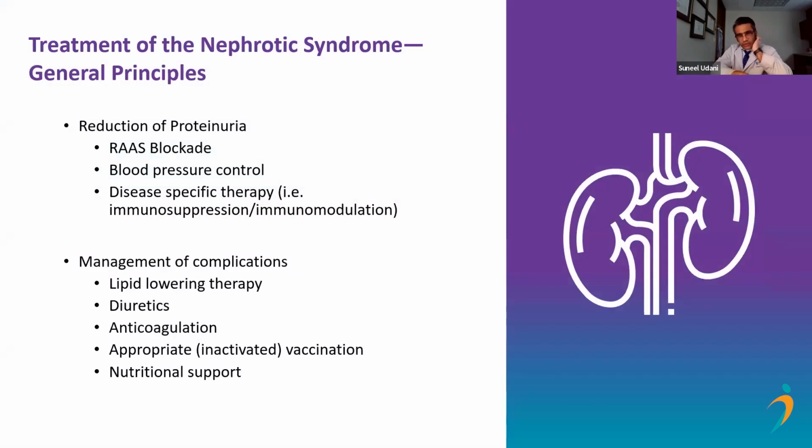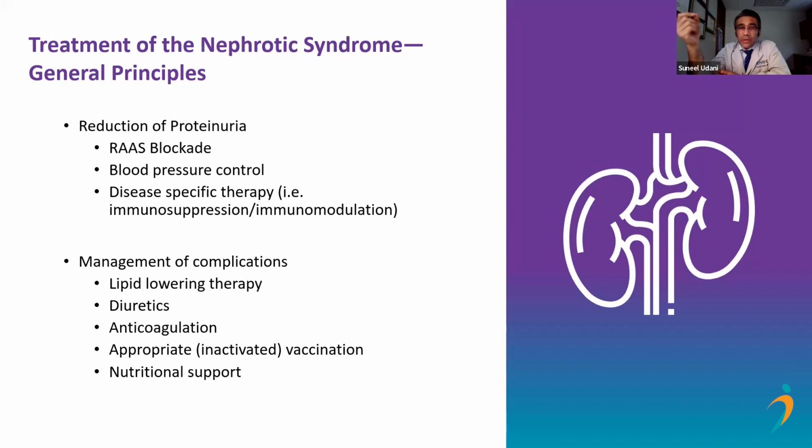So we'll move on to how we manage this, or try to manage this, in terms of therapeutic interventions, existing and down the road. Some general principles that we use for treatment of nephrotic syndrome: we're going to reduce protein in the urine, because we know that ultimately leads to many of the complications of nephrotic syndrome. So we use what we refer to as RAS blockade, those are ACE inhibitors and angiotensin receptor blockers. We control blood pressure to lower the filtered pressure on the kidney. And then, if there are specifics about each condition, we use immunosuppression.